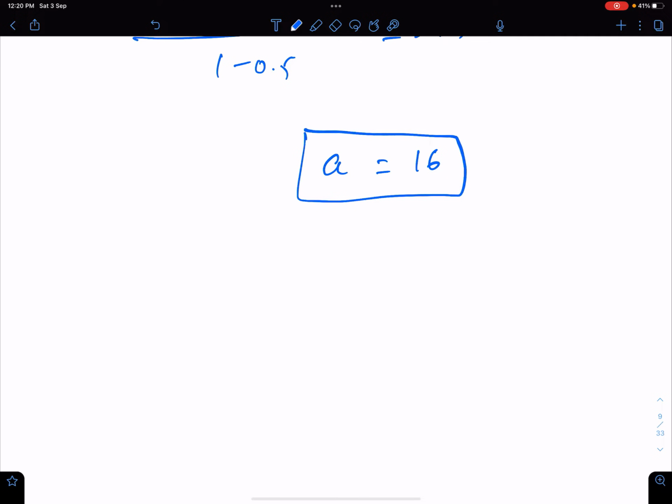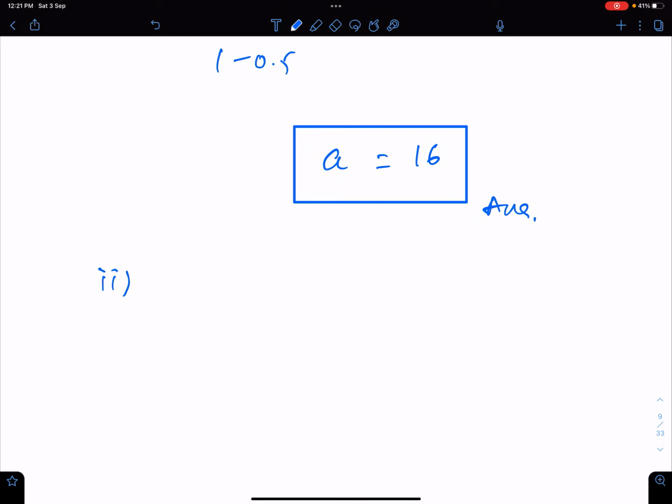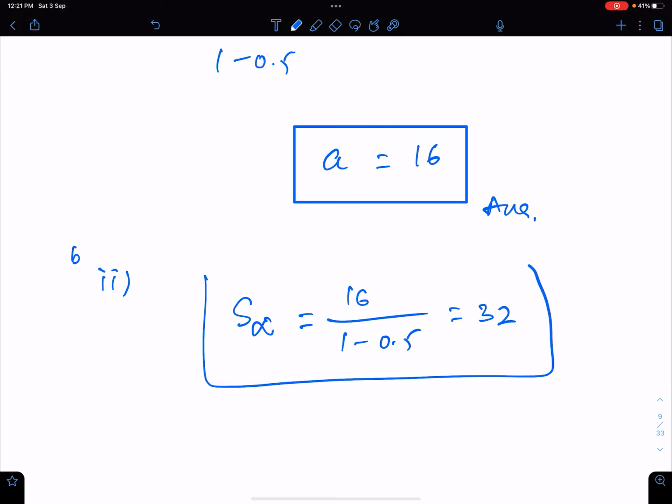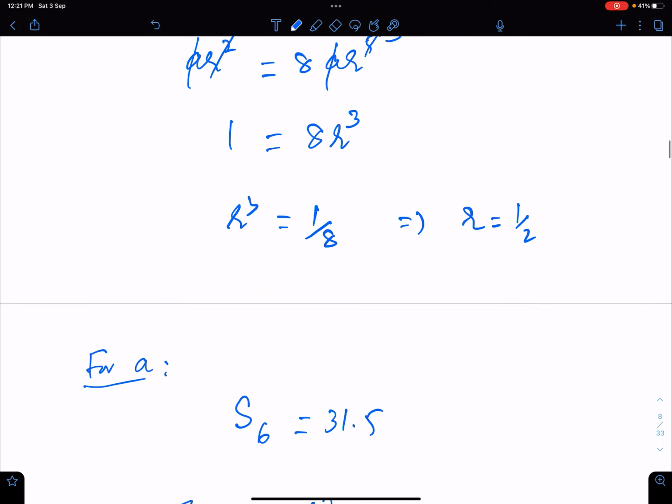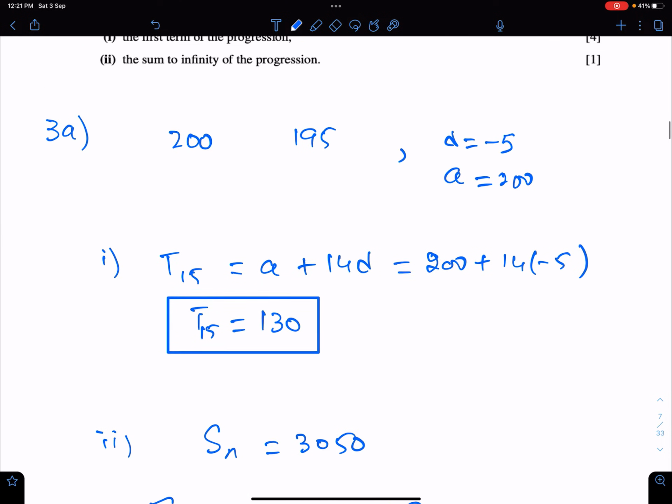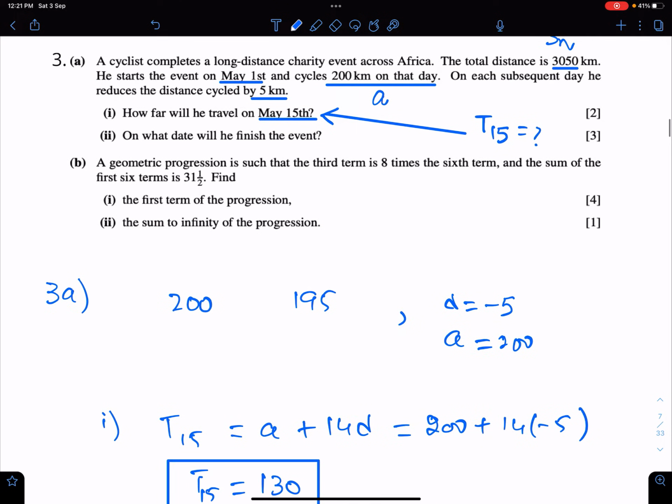Now we can get the sum to infinity. 3B part 2. Sum to infinity is 16 upon 1 minus 0.5, which is 32. So this was question number 3.